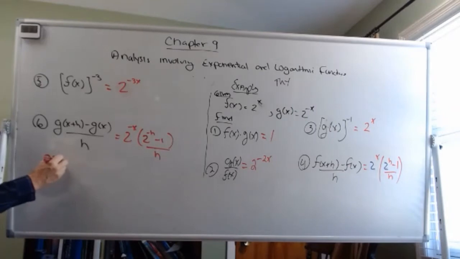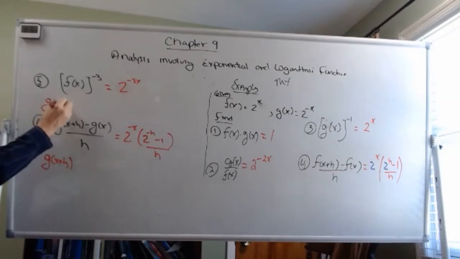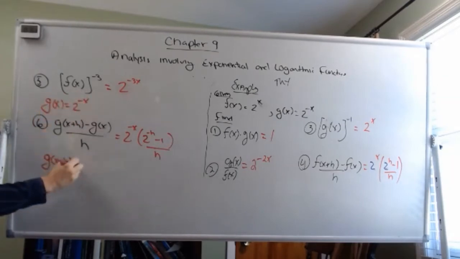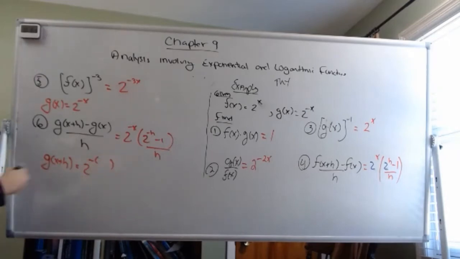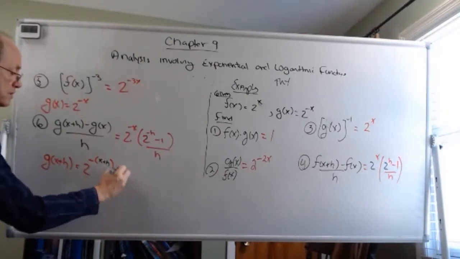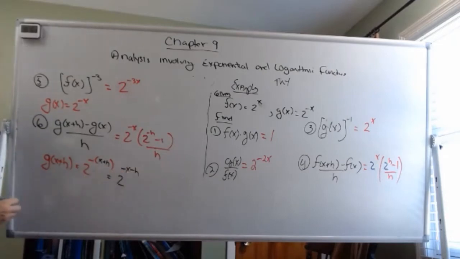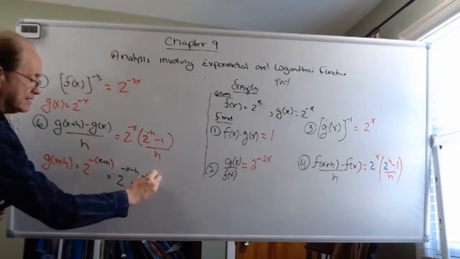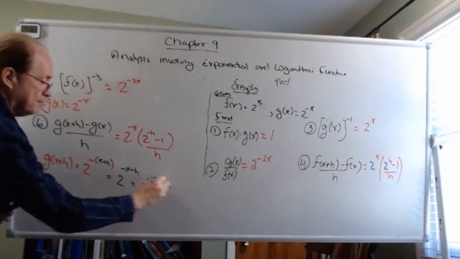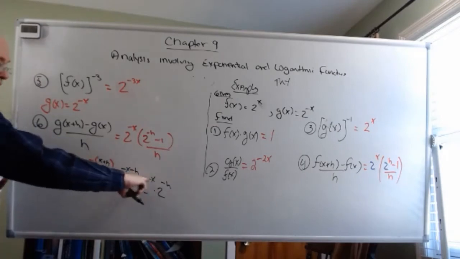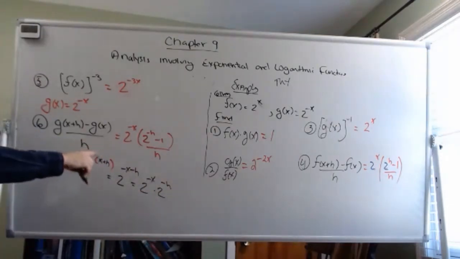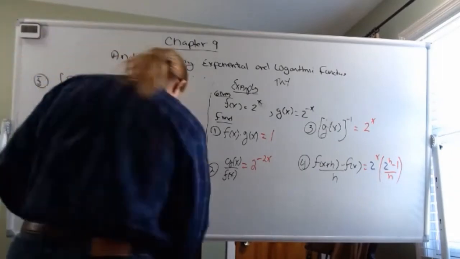G of x plus h. Well, we know g of x is 2 to the negative x. So for x, I'm now going to put in x plus h. So that's equivalent to 2 to the minus x minus h, which I can rewrite as 2 to the minus x times 2 to the minus h, undoing the rule of exponents. Now, I can rewrite that as a sum of those two. So now when I plug it in over here, I get the following.